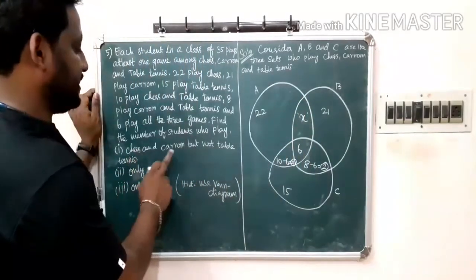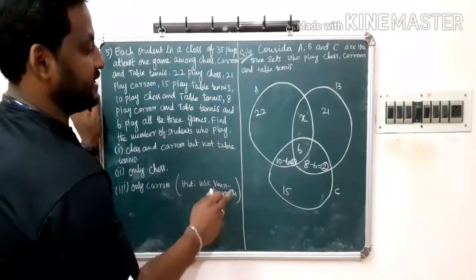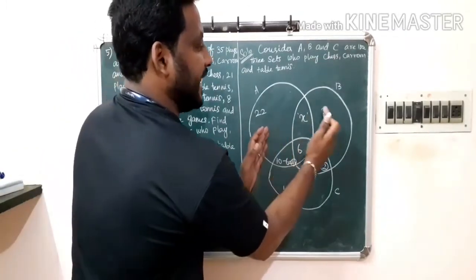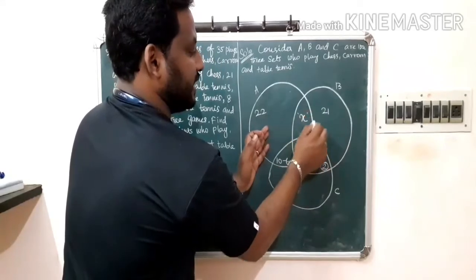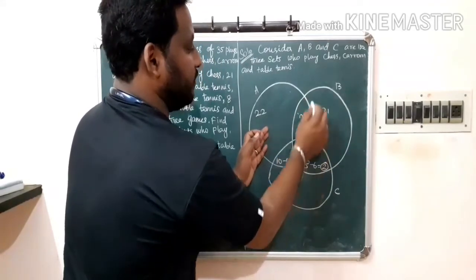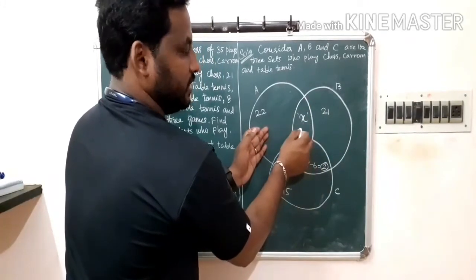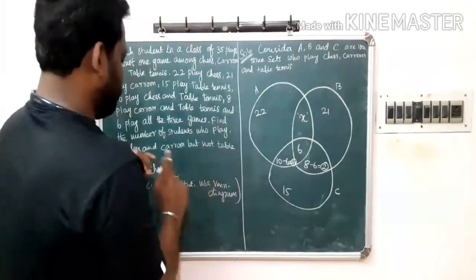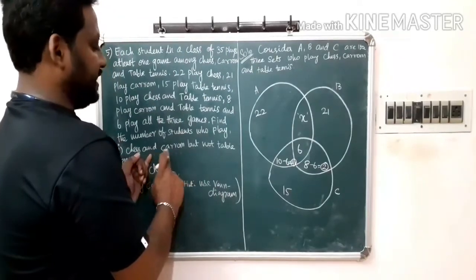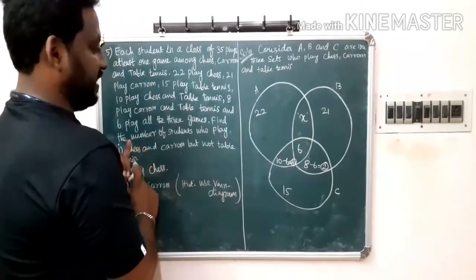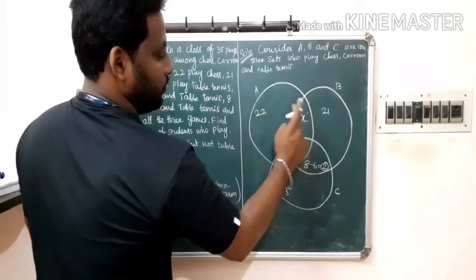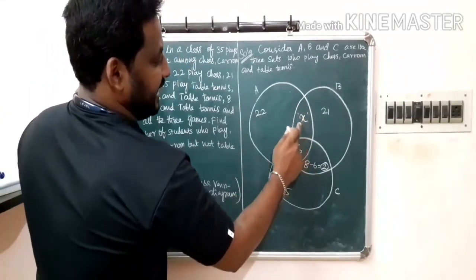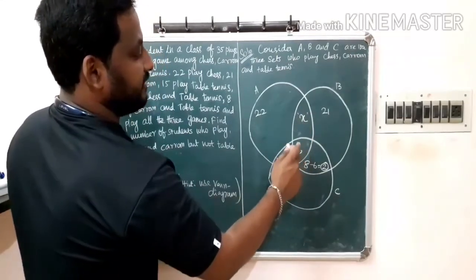That is only chess and carom, but not table tennis. Without including table tennis, the value of only chess and carom is x. Okay? If we take this whole value as x, then we write x minus 6. So the value we take here is x. So for only chess and carom, but not table tennis, the value should be taken as x alone. Okay. So now we have to find out the value of x.